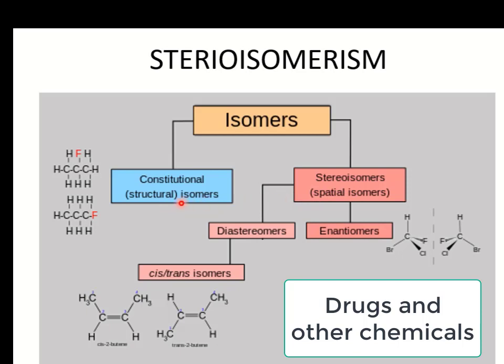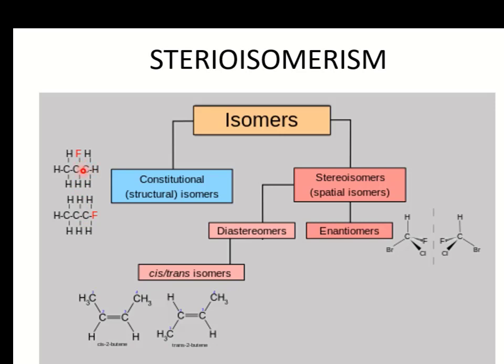Now, structural isomers have atoms bonded to different atoms. So in this case, the fluorine is attached to the second carbon in from the right. In this case, the fluorine is attached to the terminal carbon. So there are different points of attachment. Those are structural isomers. Now, stereoisomers are situations where you have the same bonding of atom to atom, but the arrangement in three-dimensional space is different. And that's a little tricky.